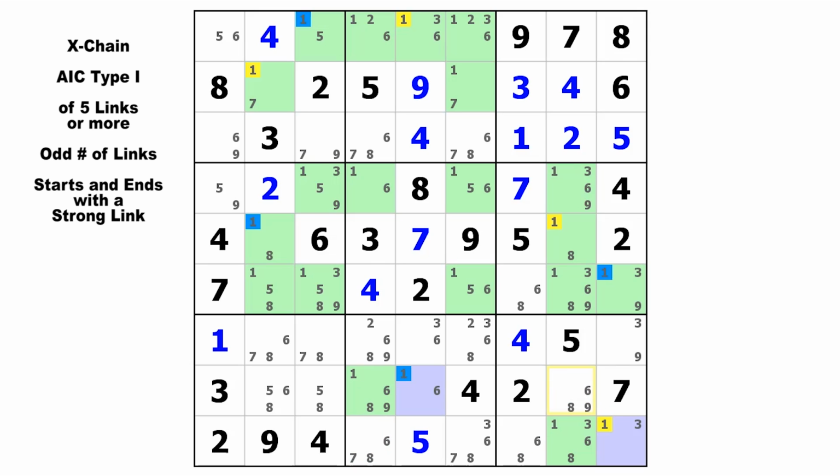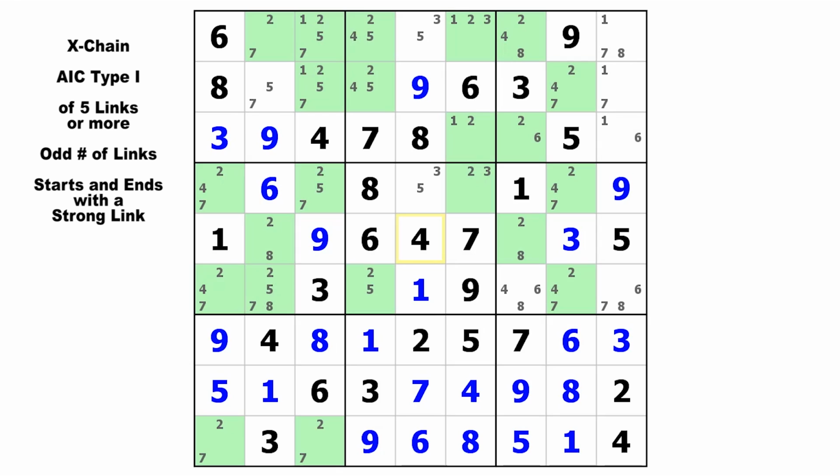All right, next one. Here on candidate 2, we've got a short one of 5 links, and it starts here and ends here. So we've got strong, weak, and strong. So those are the endpoints in those light blue cells, and there are 2 candidate 2s that can see both of them, and you can eliminate both of those candidate 2s.